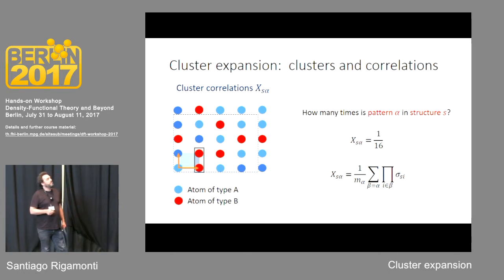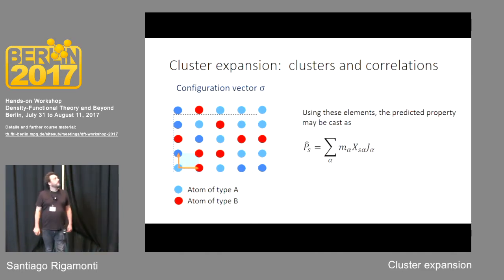So you have 1 over the multiplicity, and then a sum over all distinct, symmetrically distinct repetitions of this cluster, and then the product of the configuration vector. For instance, here you will have 0 times 0 is 0, 1 times 1 is 1, 0 times 1 is 0, 0. So you have all 0 contributions except this one. So the sum of all those products will give you just 1. And you have the multiplicity that is 16, then you have this number.